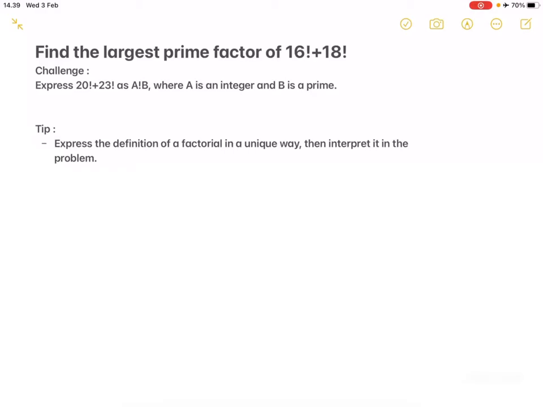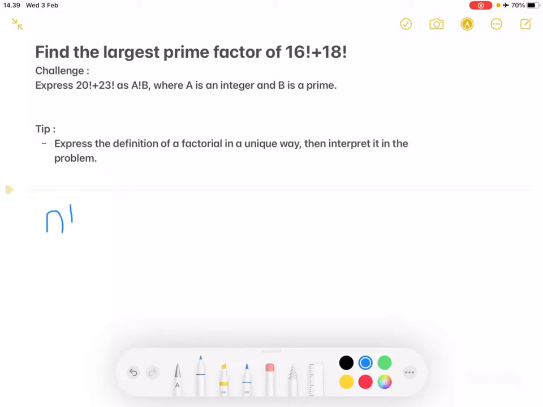And the question that I'm going to do today involves a tip. It says: express the definition of a factorial in a unique way, then interpret it in the problem. So that's what I'm going to do for this. We know the definition of a factorial: it's just the product of all integers until 1. So let's write dot dot dot, and then 3 times 2 times 1.